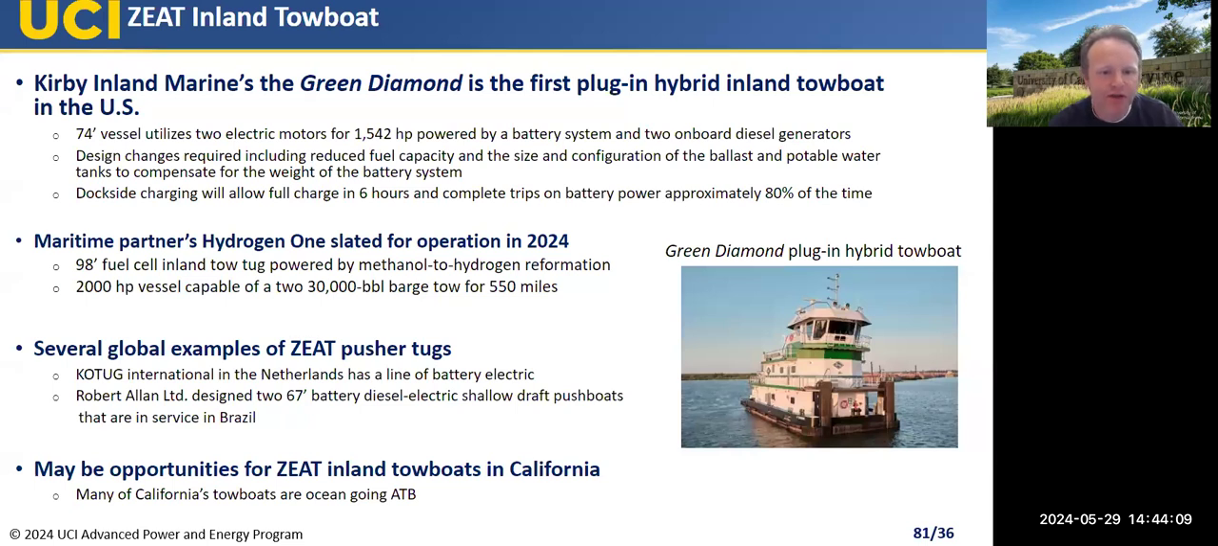There are also global examples of ZEAT pusher tugs. Kotug International in the Netherlands has a line of battery electric pusher tugs. Robert Allen has designed 2 that are in service in Brazil. So there may be opportunities for ZEAT inland towboats in California, although a lot of California towboats are ocean-going ATBs, which are larger and have very high power requirements for longer routes and are very difficult to transition to ZEAT. But there may be opportunities, for example, for vessels servicing the ports of Stockton or Sacramento, more inland shipping, to consider vessels like these. Next slide.